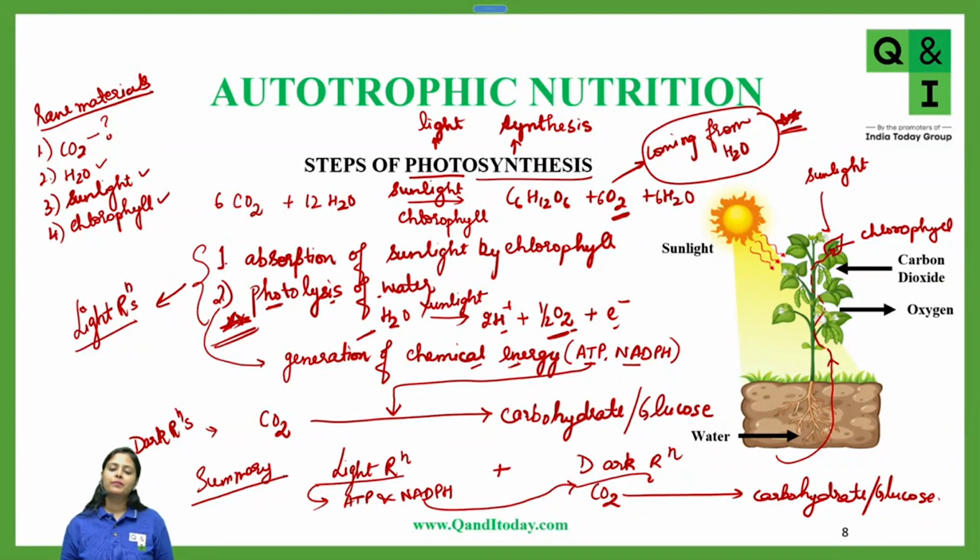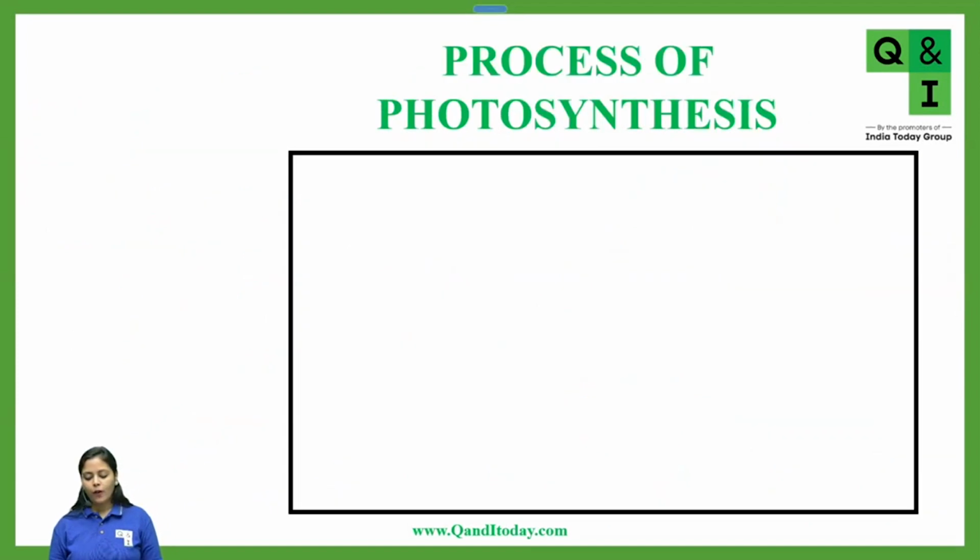Reduction of carbon dioxide to carbohydrates. Done. So in the dark reaction, carbon dioxide is getting converted to carbohydrates using the energy which was produced, using this chemical energy which was produced during the second step. Got it? The three points of NCERT are thorough. Yes, ma'am.